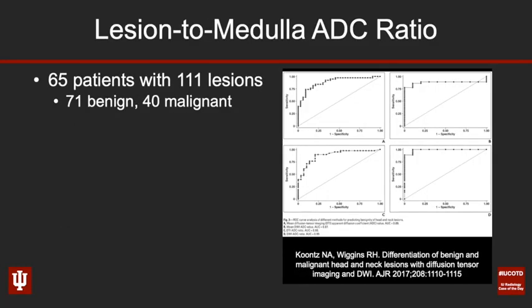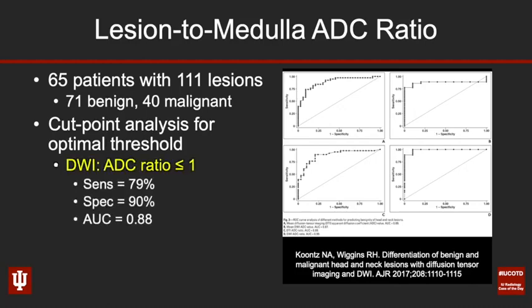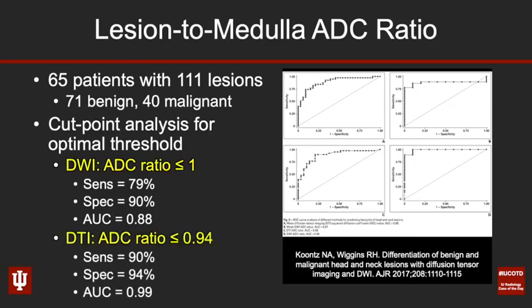So this is something that Rick Wiggins and I looked at several years ago. We looked at 65 patients with 111 lesions, including both benign and malignant lesions. And we did cut point analysis to figure out what would be the optimal thresholds comparing DWI versus DTI parameters for both mean ADC as well as ADC ratios. And as you can see, just comparing the ROC curves, very similar across the board. But what we found was, whether it was for DWI or DTI parameters, a cut point of around 1 seemed to hold true as the best cut point. And you can see a reasonable sensitivity and specificity for both, as well as a reasonable area under the curve.